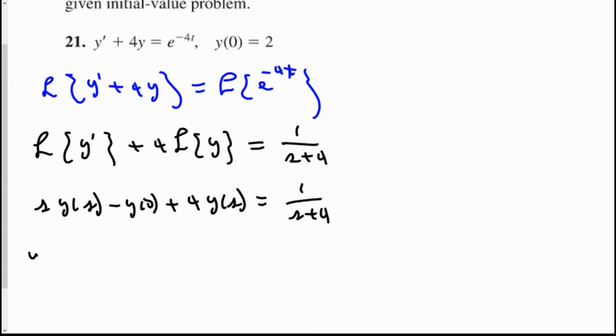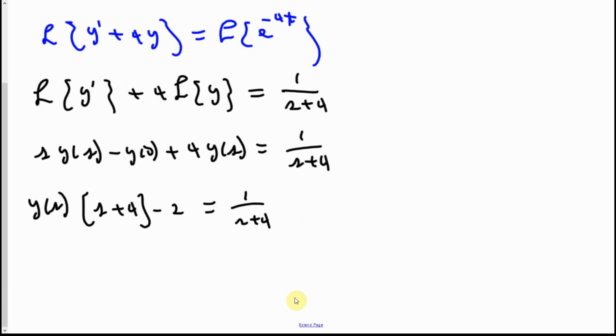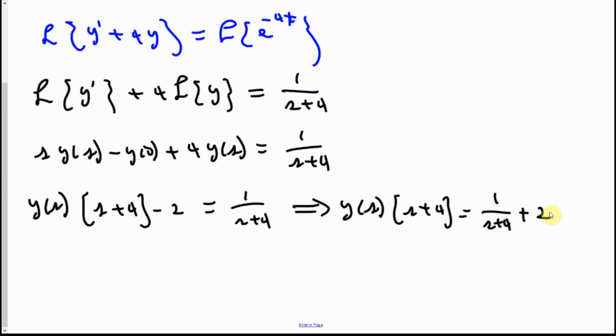Factor out the Y(s), right? And oh yeah, y(0) is 2, right? So this is Y(s) times (s plus 4) minus 2 is equal to 1 over (s plus 4). So just come here. This implies that Y(s) times (s plus 4) is equal to, add the 2 on both sides, 1 over (s plus 4) plus 2.